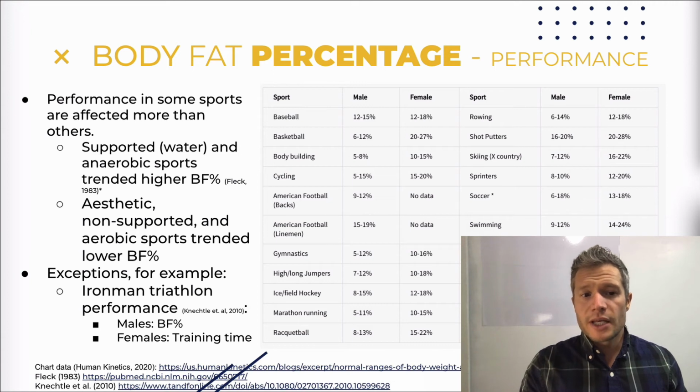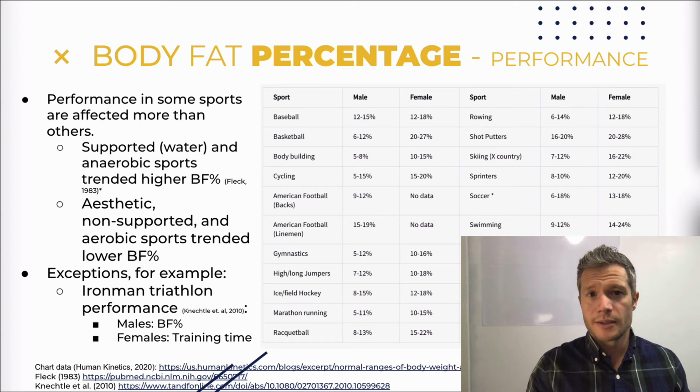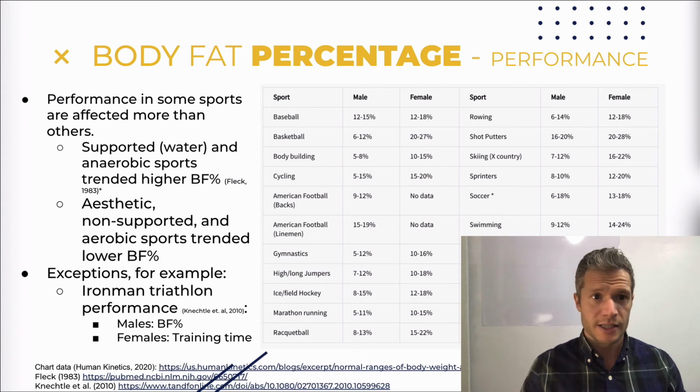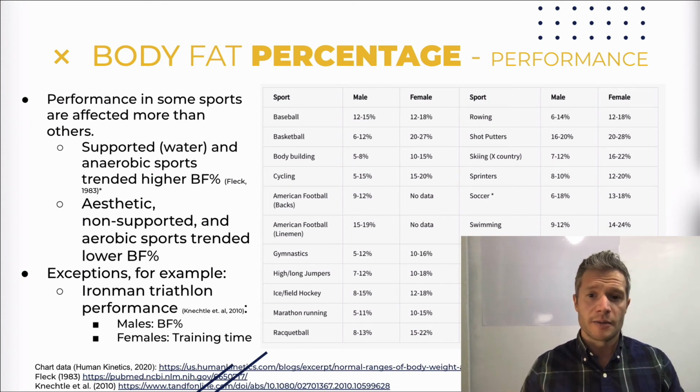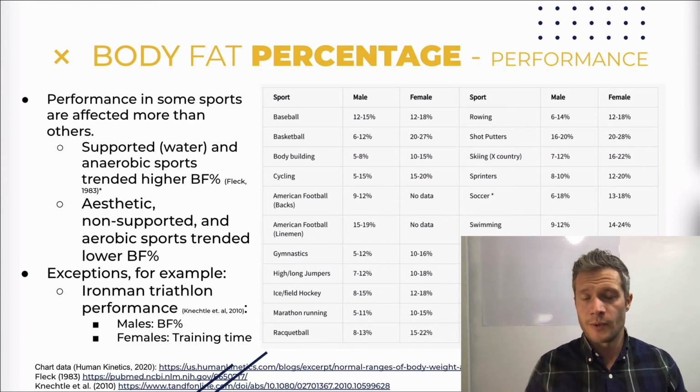So when you look at that, it doesn't necessarily support that body composition dictates performance, and certainly that's the case. It can, like a lot of health screens and health indices, help indicate and predict relatively well, depending on the sport, what performance outcome would be.